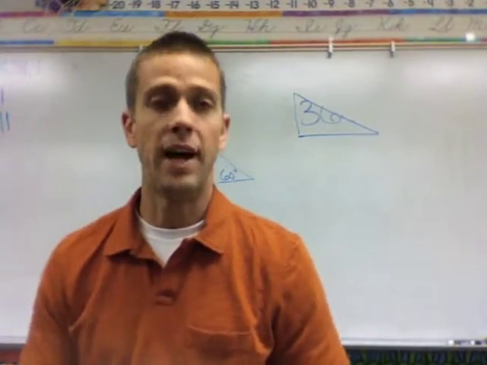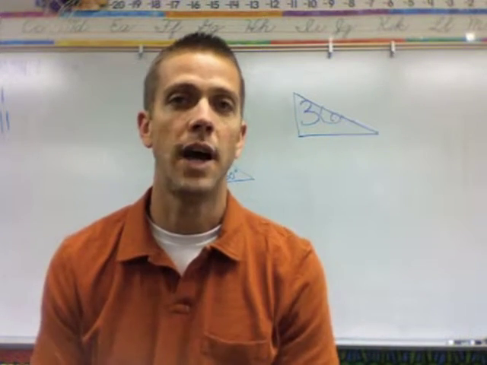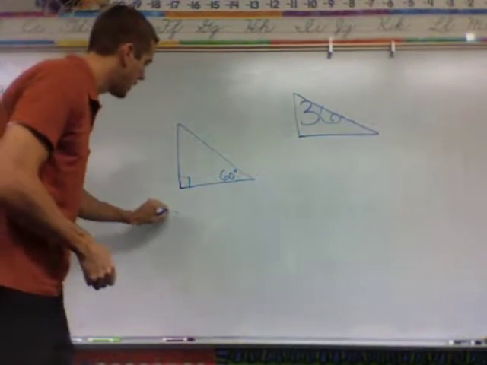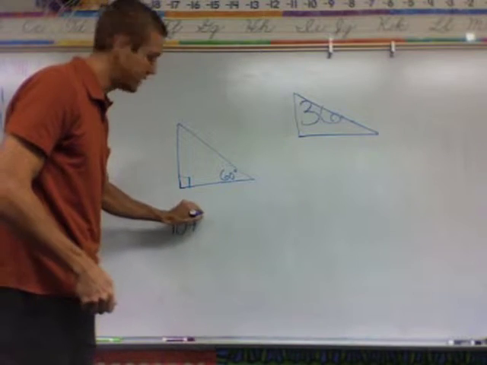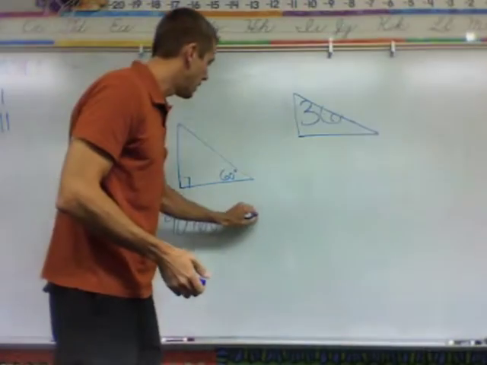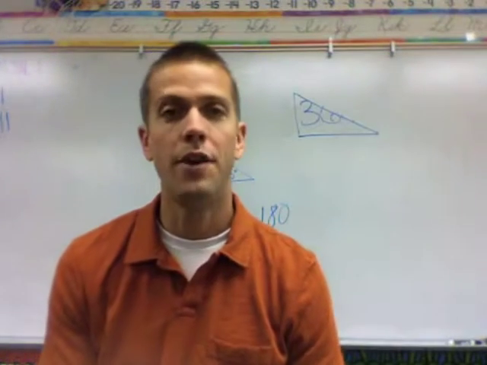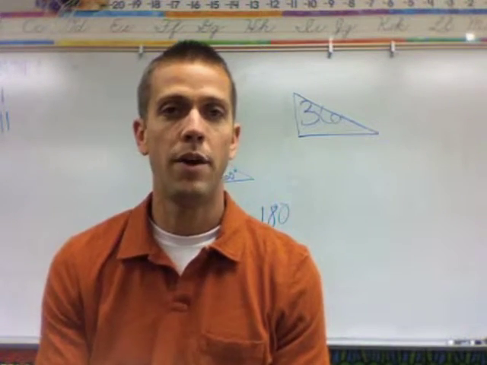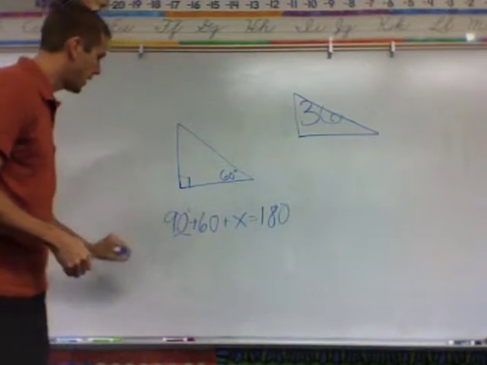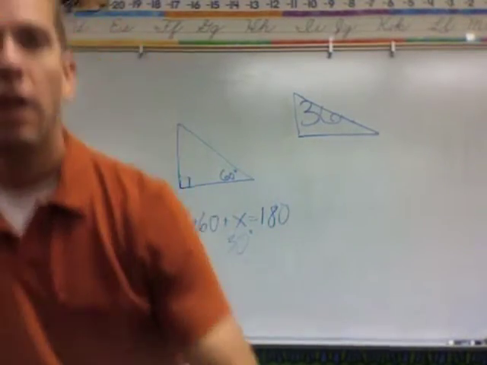Now you're just missing one angle. And you could solve any corner of a triangle as long as you have 2 of the others, because it could be written like an algebraic equation. 90 plus 60 plus, we'll call it x, we don't know what it is, equals 180. So 90 plus 60 was 150. How much more will make 180? 30. So the missing angles were 90 degrees and 30 degrees. Okay? Let's try it with one more.